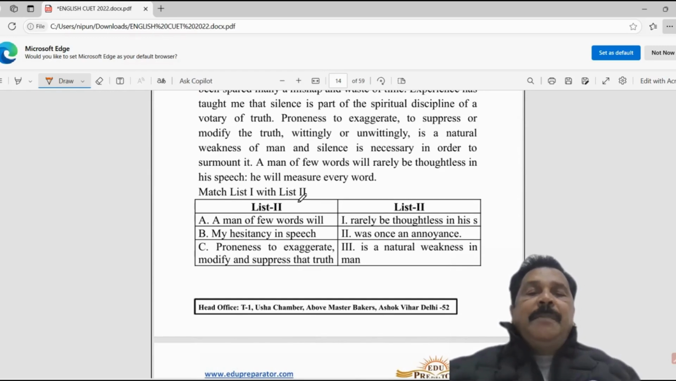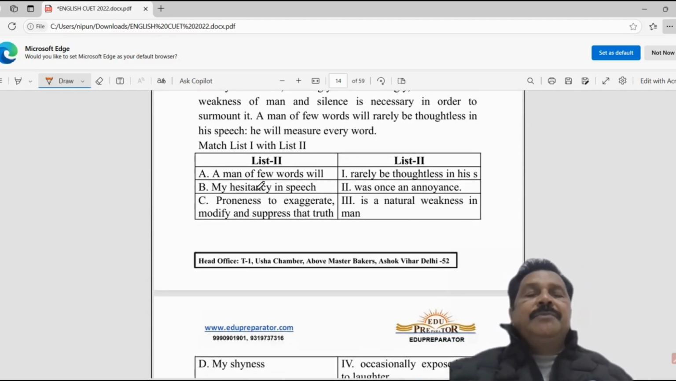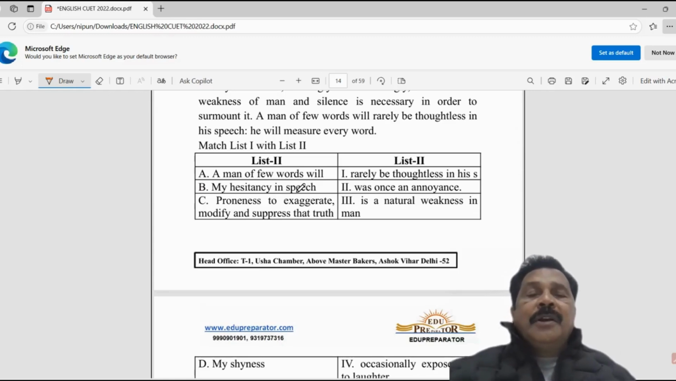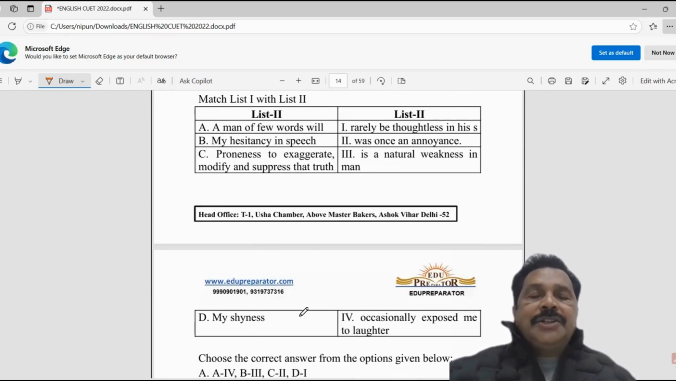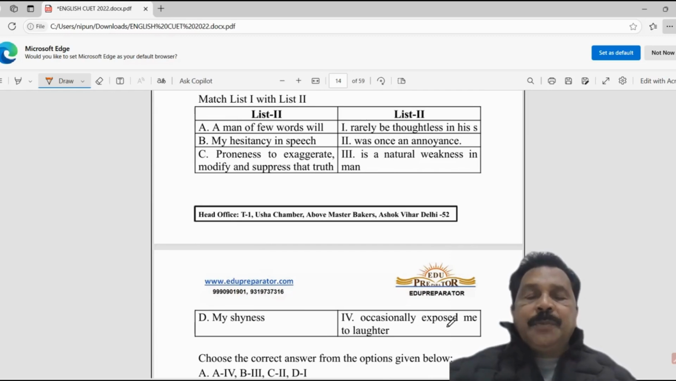A man of few words, as the last paragraph says, will rarely be thoughtless in his speech. He will measure every word, he will calculate. That is what we match, list 1 with list 2. Number 1, it is actually the idioms. A man of few words means one who speaks very little. For example, again in the chapter which you have studied, Geoff was a man of few words. My hesitancy in speech, proneness to exaggerate, modify and support the truth, and my shyness and options are rarely thoughtlessness was once an annoyance, is a natural weakness in man, occasionally exposed me to laughter.